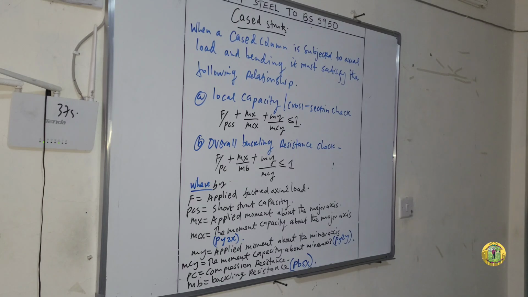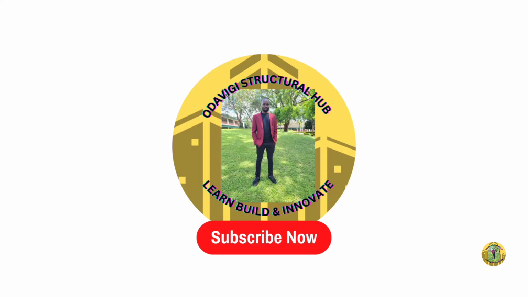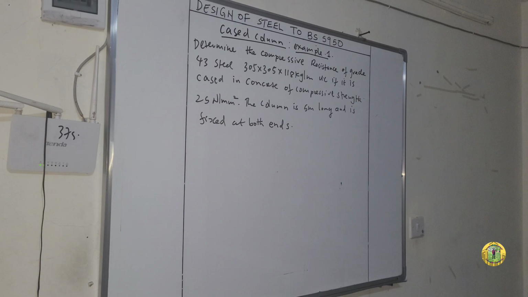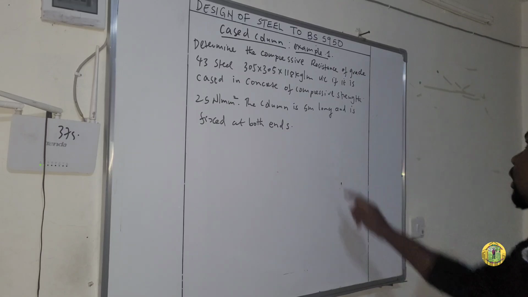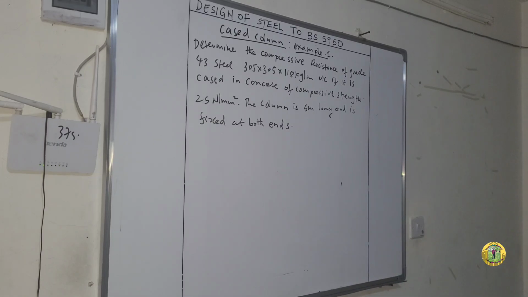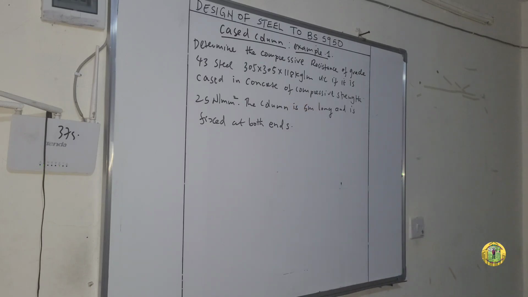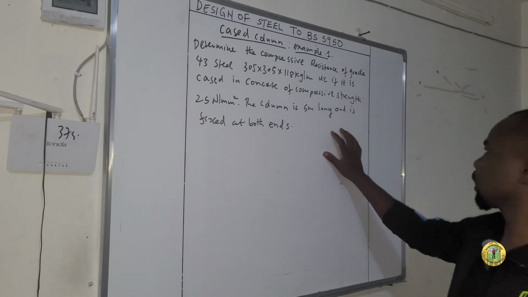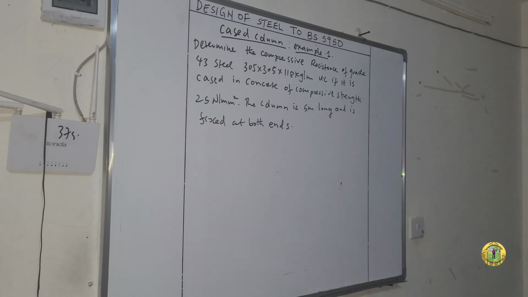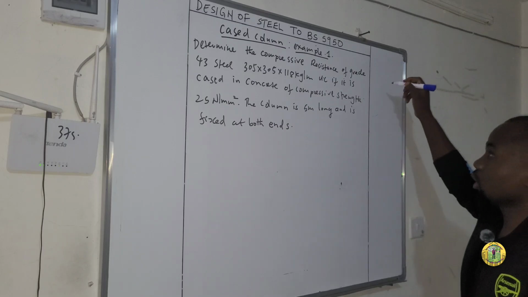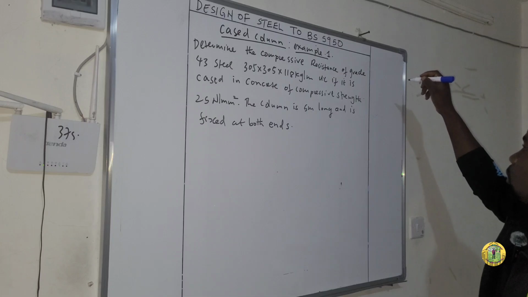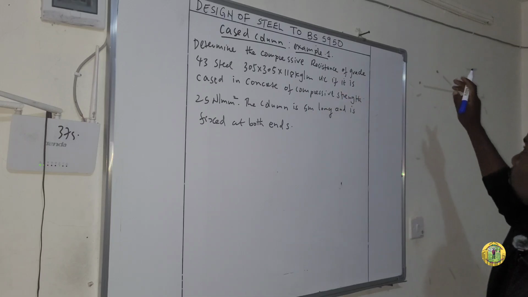So we tackle one example. Cased column example number 1. Determine the compressive resistance of grade 43 steel 305 by 305 by 118 kilogram per meter universal column if it is cased in concrete of compressive strength 25 Newton per millimeter square. The column is 5 meters long and is fixed at both ends. So before I start tackling this question, allow me to write here the most important information so that I can rub here and create more space for our calculation.